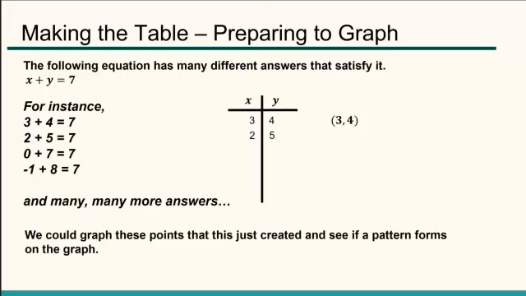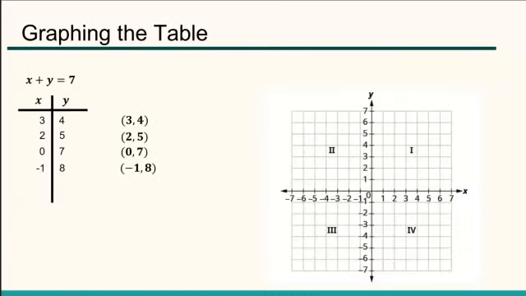I could also say that x is 2, y is 5. That would be a solution to this equation, and I would write the coordinate point (2, 5). Likewise, 0 plus 7 equals 7, so I could write x is 0, y is 7, and that is the ordered pair (0, 7). X is negative 1, y is 8 for that last one, and I would write that as the ordered pair (-1, 8). So let's see what happens when we try to graph this thing.